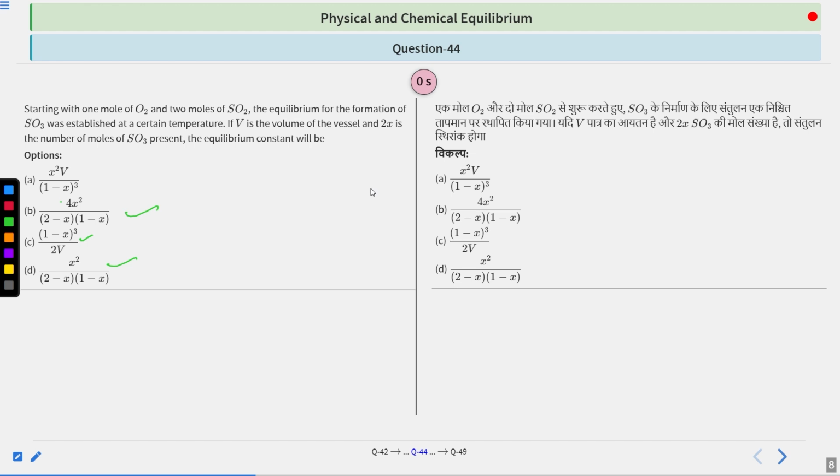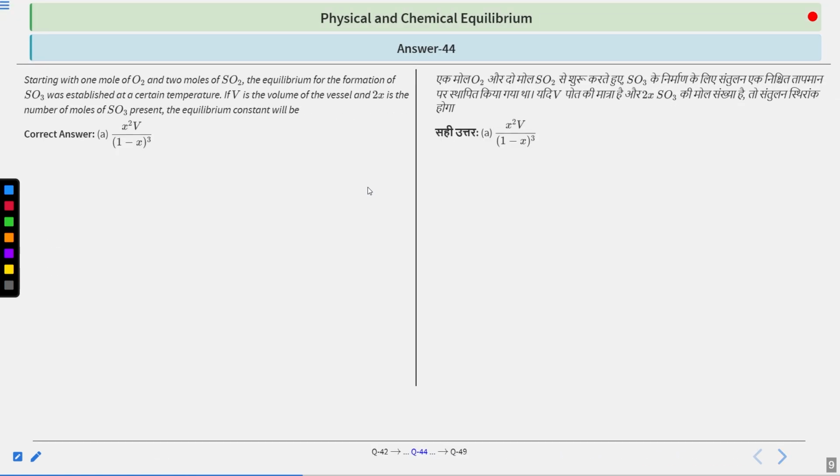Your time is up. For those who have solved it, the correct answer is A, x square V by (1 minus x) whole cube.